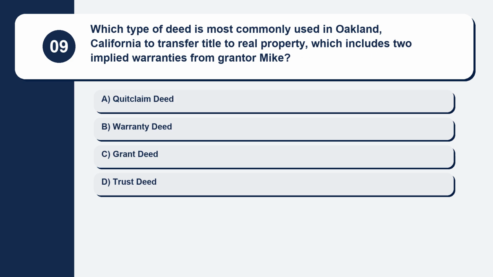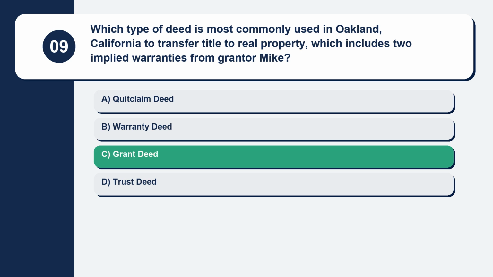Question 9. Which type of deed is most commonly used in Oakland, California to transfer title to real property, which includes 2 implied warranties from grantor Mike? Here are your options. Option A, quitclaim deed. Option B, warranty deed. Option C, grant deed. Option D, trust deed. The correct answer is option C, grant deed.